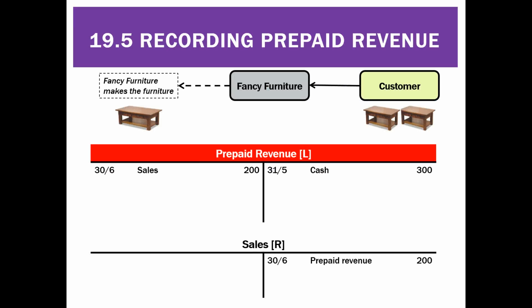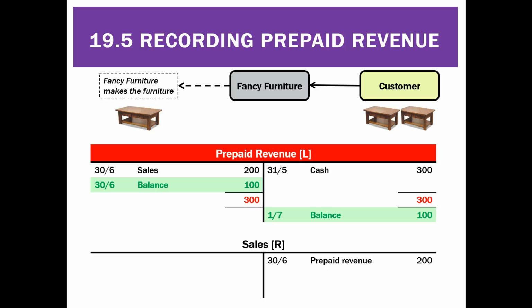So what would that look like now? Well, we've got our prepaid revenue ledger, which is a liability. We've got a credit of 300 and a debit of 200. So we balance that one because liabilities get balanced. And if I balance that out, I'd end up with a balance going forward of $100, and that makes sense. I'm still working on this last table, so I still have a liability of $100.